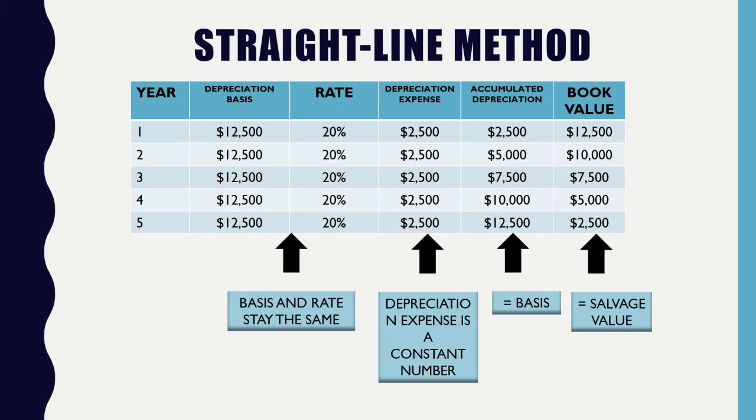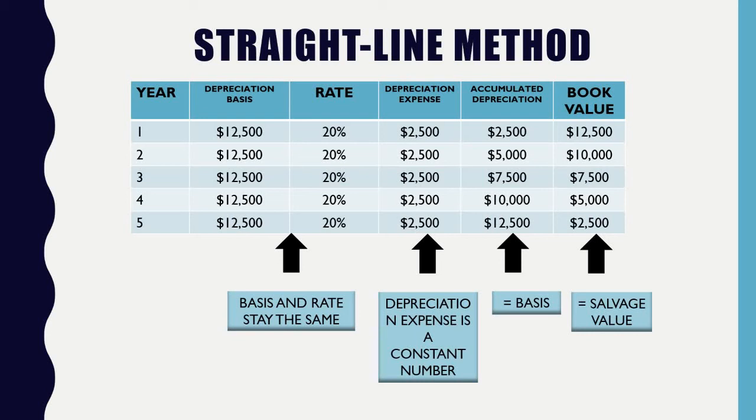Because once you've calculated it once, you're literally going to depreciate the same amount every single year to the end of the life of the asset. So in this case, you're going in a straight line. Okay? And what you're going to notice is at the end of the year, your accumulated depreciation should be your depreciation basis, and your book value does equal your salvage value at the end of the 5th year, which is the $2,500.